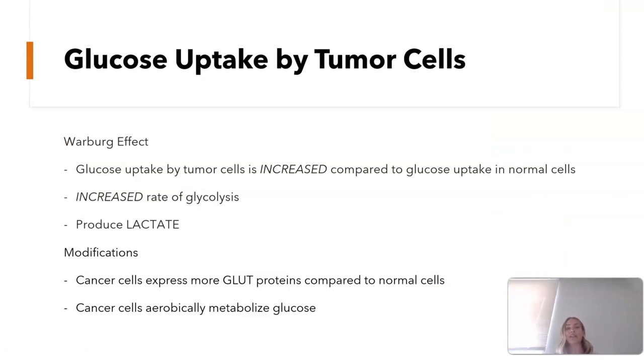Now we're going to be looking at the glucose uptake by tumor cells and how this compares and differs from the normal cells, which we just went over. So this is all summarized by the Warburg effect, and this just kind of details that glucose uptake by tumor cells is increased compared to the glucose uptake in normal cells. To survive, tumor cells change their metabolism and require a constant supply of energy.